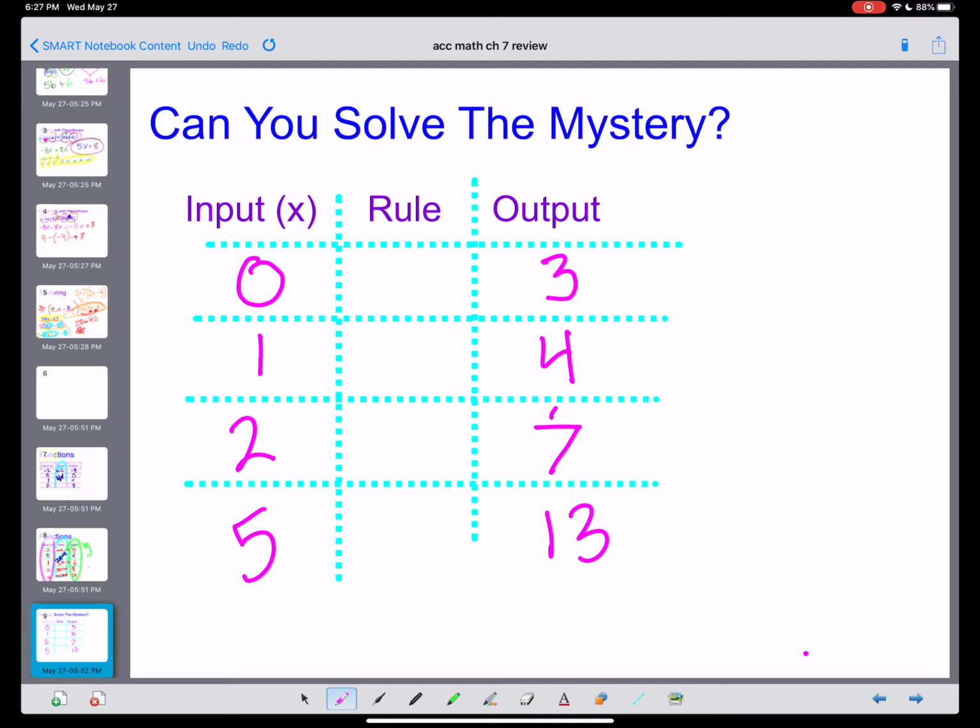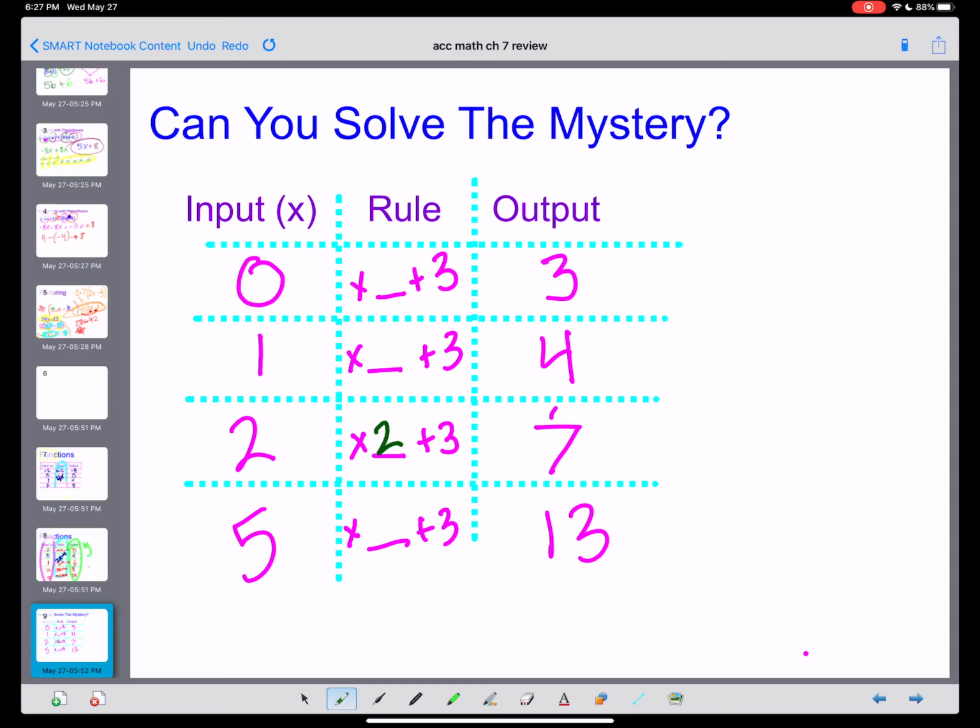So I'm going to see if there's something that I can multiply, so like times blank plus 3, because I know the plus 3 works sometimes. Times blank plus 3, times blank plus 3, times blank plus 3. All right, so if I did 2 times something plus 3, so if it was 1, 2 times 1 is 2 plus 3 is 5. If it was 2, 2 times 2 is 4 plus 3 is 7. So it actually might be the number times 2 plus 3.